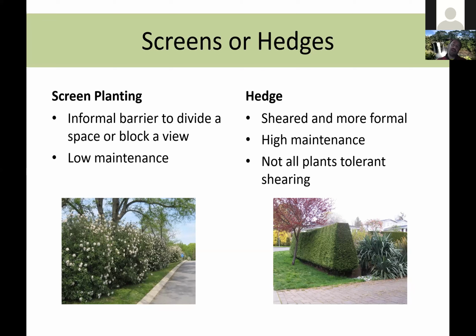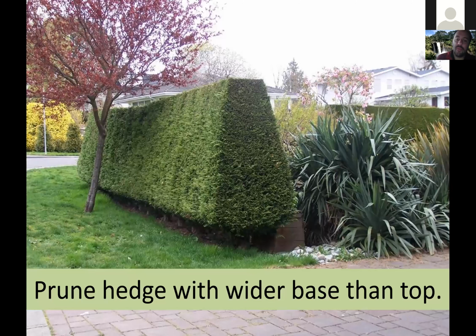A hedge, on the other hand, is like the exact opposite. It's sheared. It's a very formal thing. It has to be sheared consistently to keep it looking neat. It's very high maintenance, and not every plant will tolerate being made into a hedge. So screen plantings require very little pruning. Hedges, however, require very specific pruning, and this is a really good example in this picture.